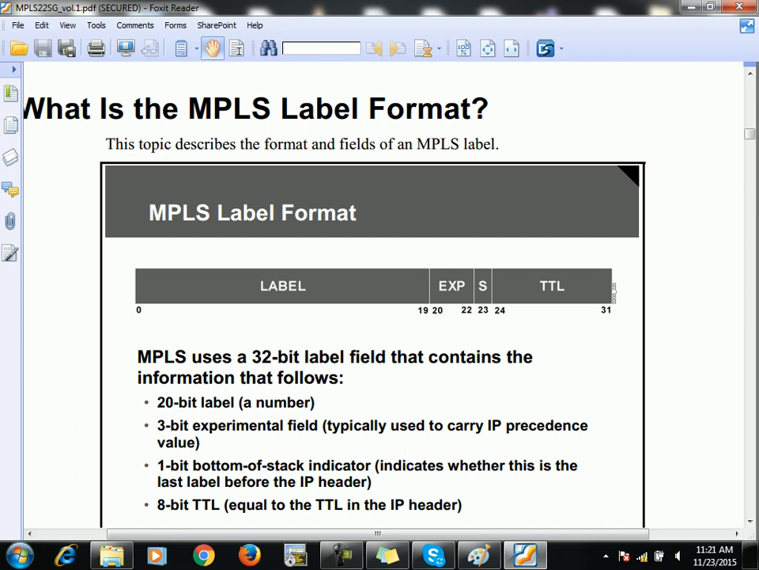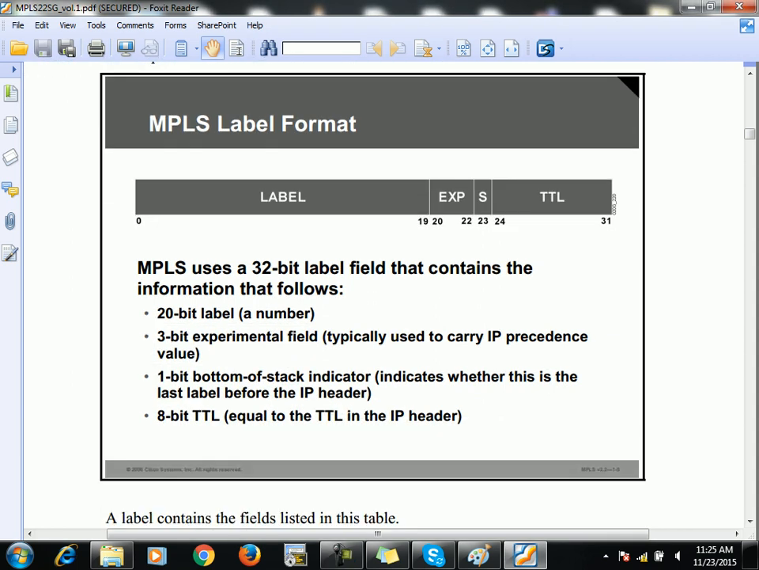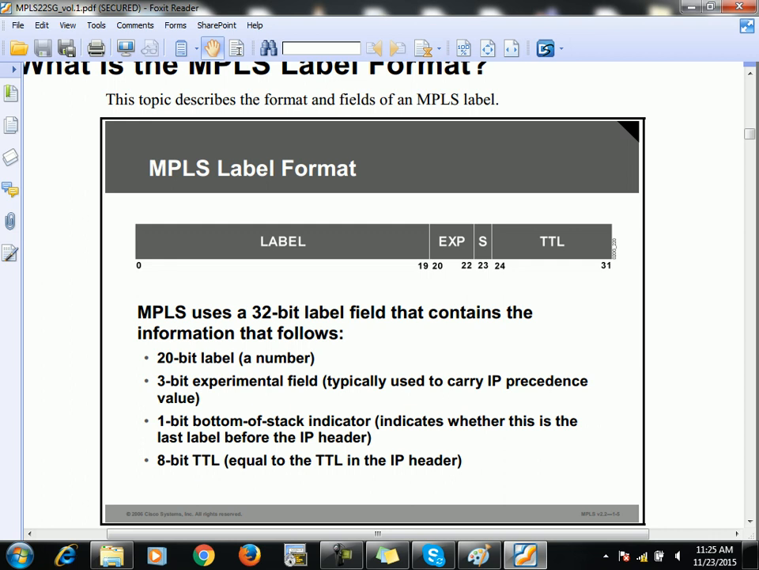Then S, this is only 1 bit. Fine. So this is your label, right? It is a 4 bytes long label, and first 20 bits are for label number. Next 3 bits are for experimental bits. S bit is 1 bit only, and this is called bottom of stack bit.